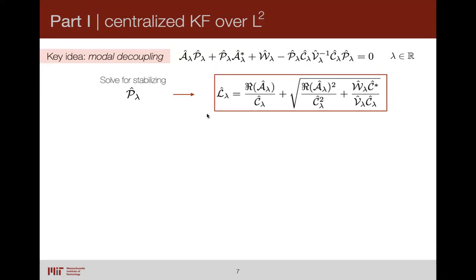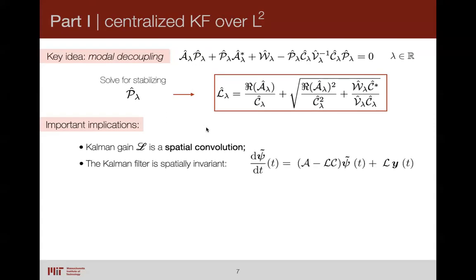This is interesting because it has two important implications. The first one is that the Kalman gain L is a spatial convolution. The way to see this is that the gain is just a multiplication operator in the frequency domain. So when I take the inverse Fourier transform and apply the convolution theorem, this just gives me a convolution in space. And the second one is that since this operator is spatially invariant, the whole filter itself is spatially invariant, which means that we are implementing the same filter architecture at every spatial location x.